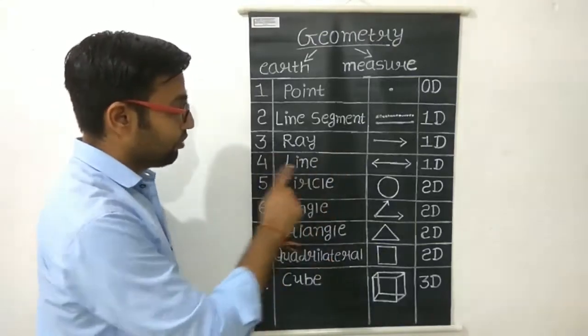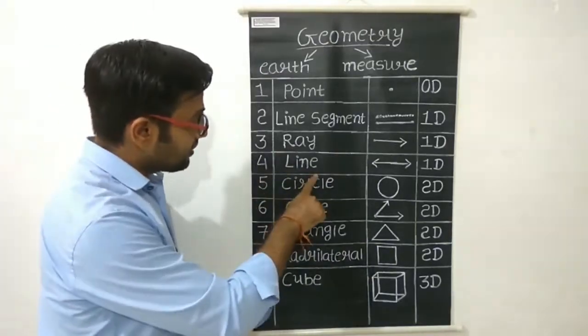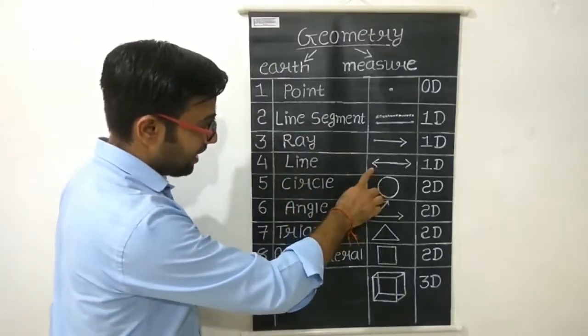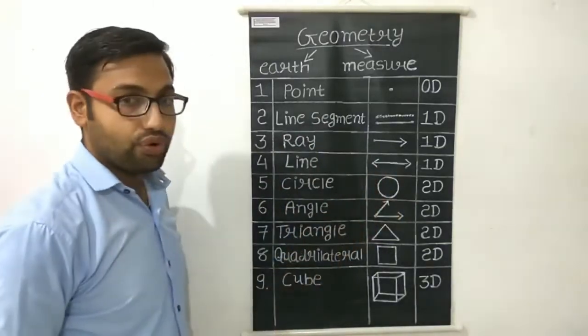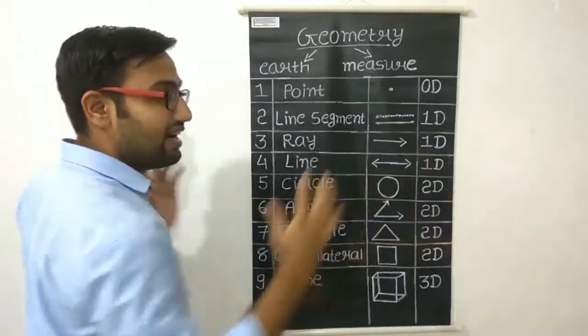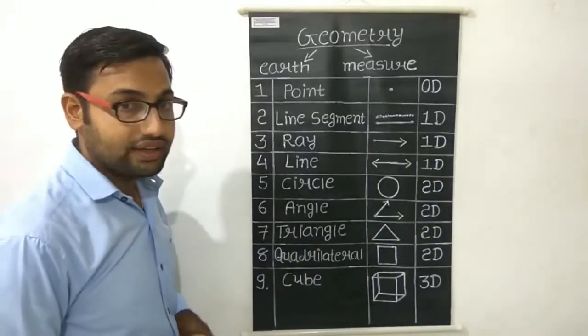The fourth terminology is a line. What is a line? A line is again a line segment, but here you can see there is an arrow on both sides. That means this line is never ending on both sides. Both sides it goes to infinity, right?